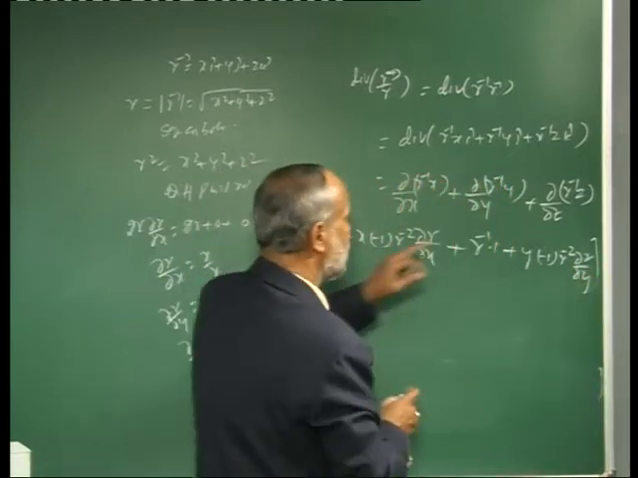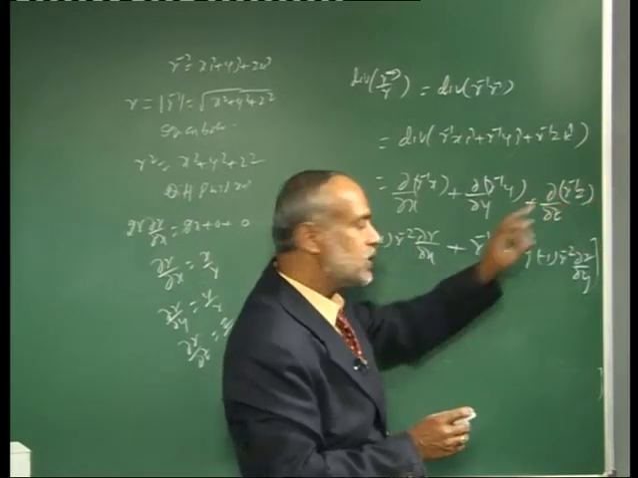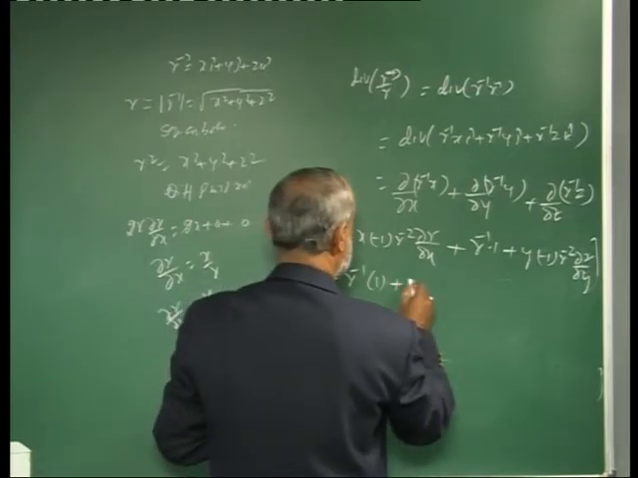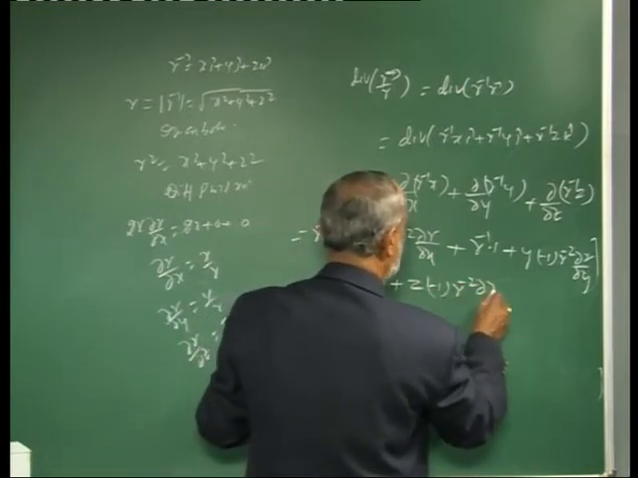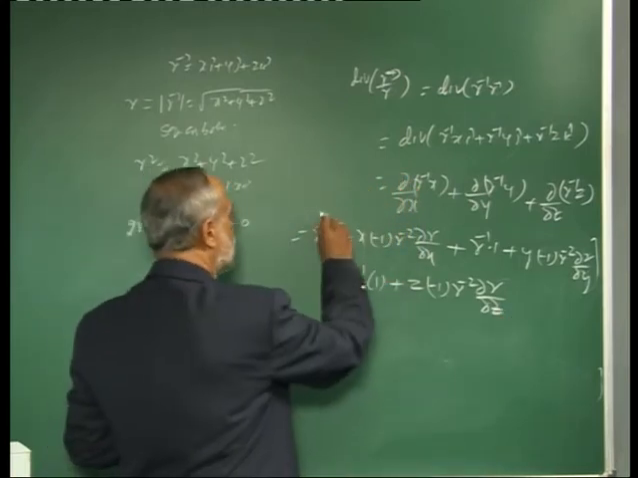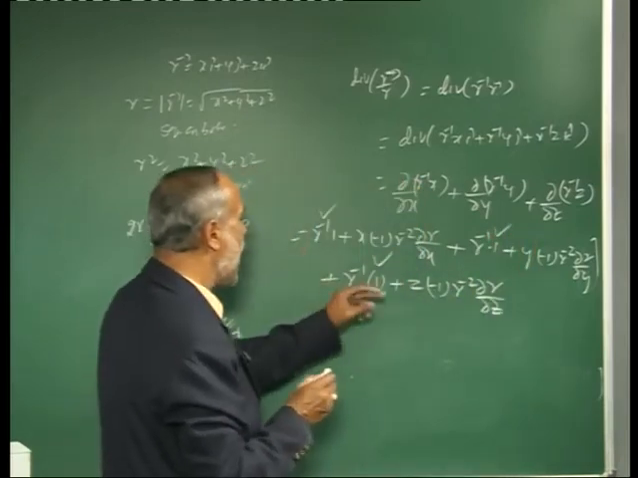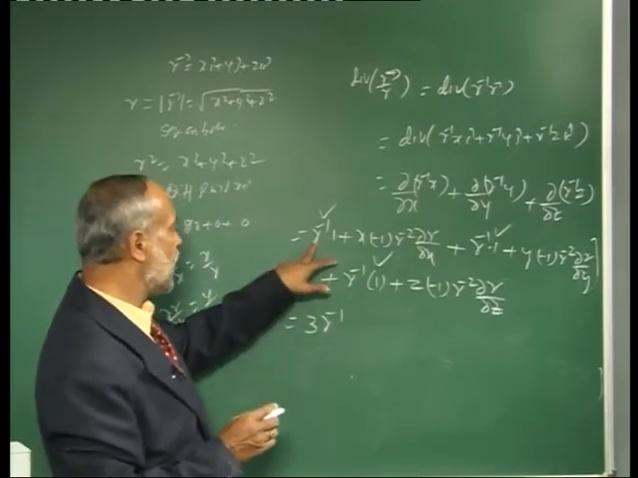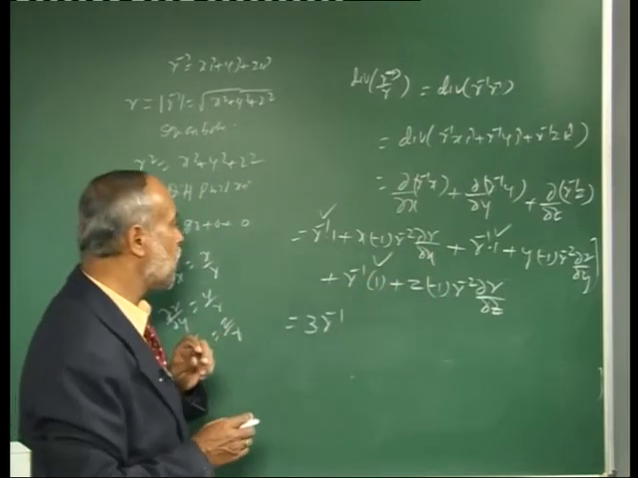Next, plus, same thing here, differentiating partially with respect to z, r to the power of minus 1 z is a product of two functions: z differentiation is 1, plus z into r to the power of minus 1 is minus 1 into r to the power of minus 2 dou r by dou z. See, after differentiating, here also r to the power of minus 1, here also r to the power of minus 1, here also r to the power of minus 1. If adding, you get 3 times r to the power of minus 1.